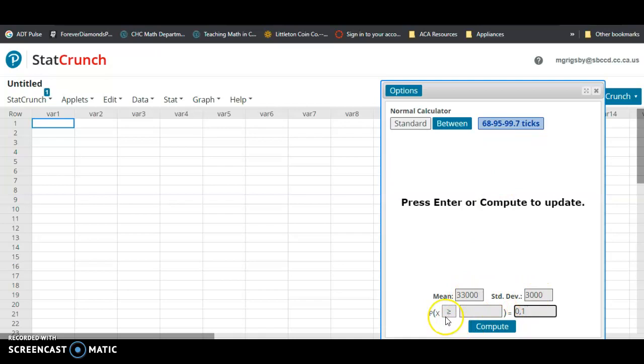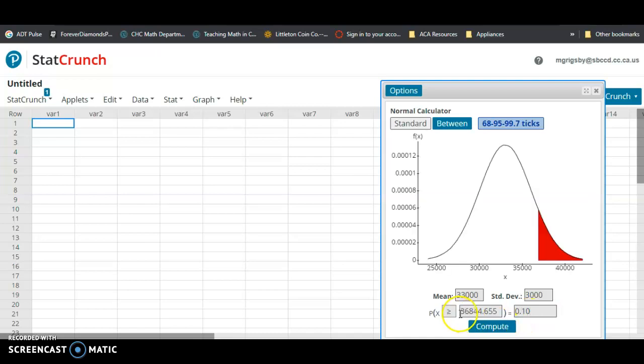We select the greater than or equal to symbol, which tells the calculator that the area to the right of this unknown value is 0.10. Make sure you use the decimal point. Then the unknown value will appear here, and you can see the diagram. The top 10% is this area shaded in red.